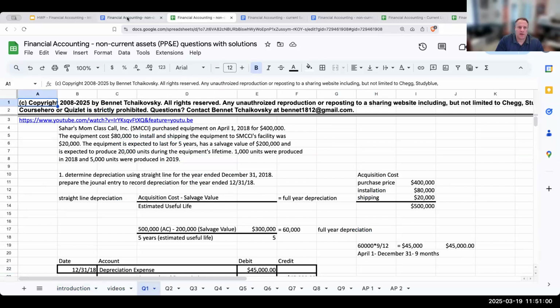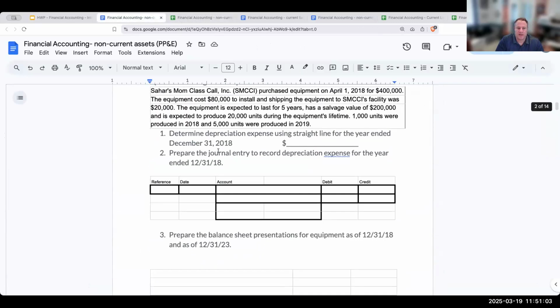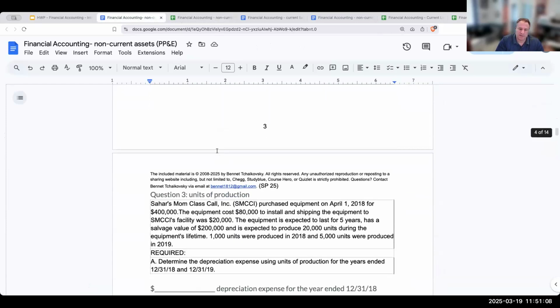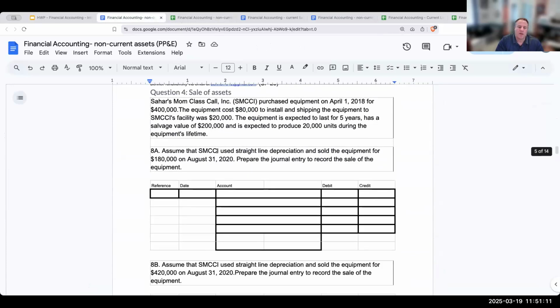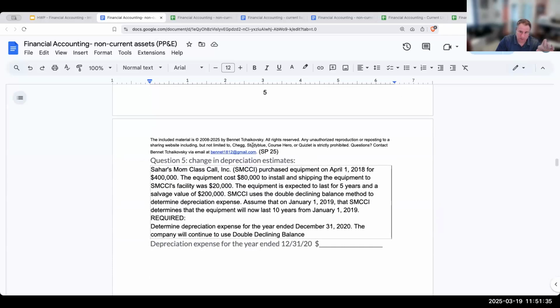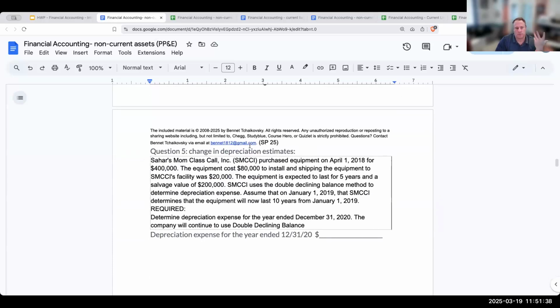Coming over here, we've got some straight line, some double declining balance, and some units of production. Then we get into asset sales, right? The way to approach these questions is to take the depreciation up until the date of the sale, and then take that asset off of our books. When you go to these questions, there is one journal entry you'll be using to record the sale of equipment, and you'll learn that.